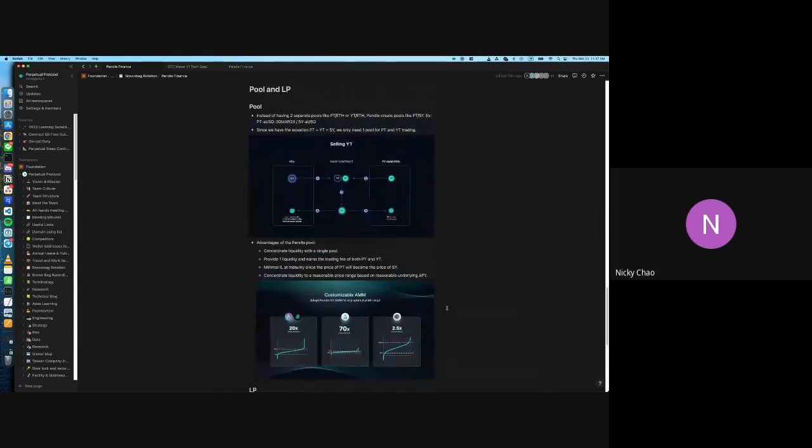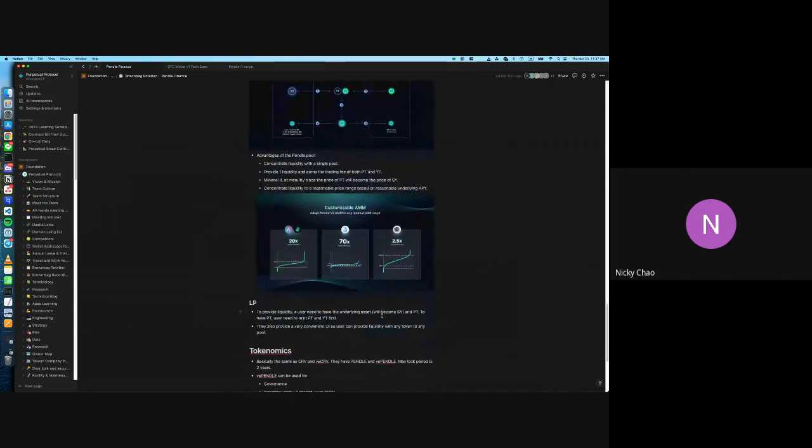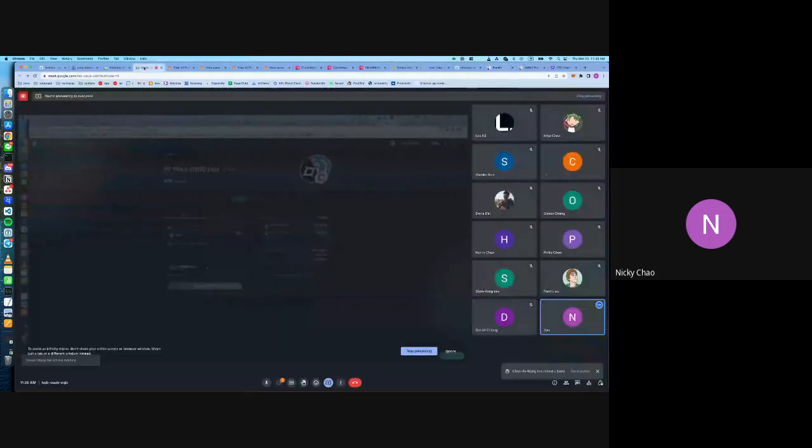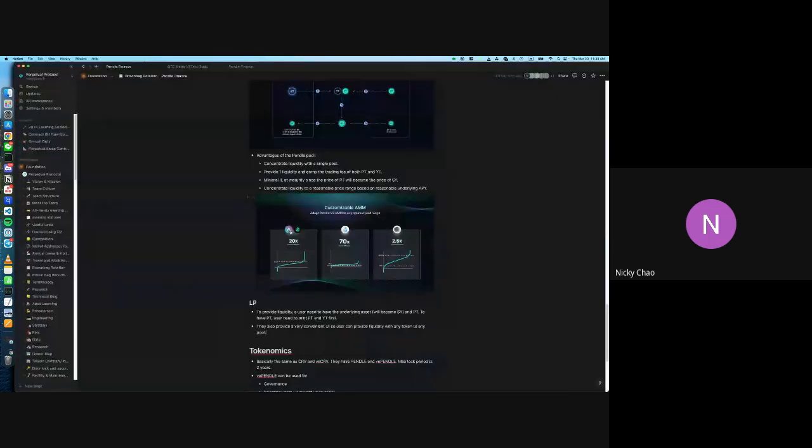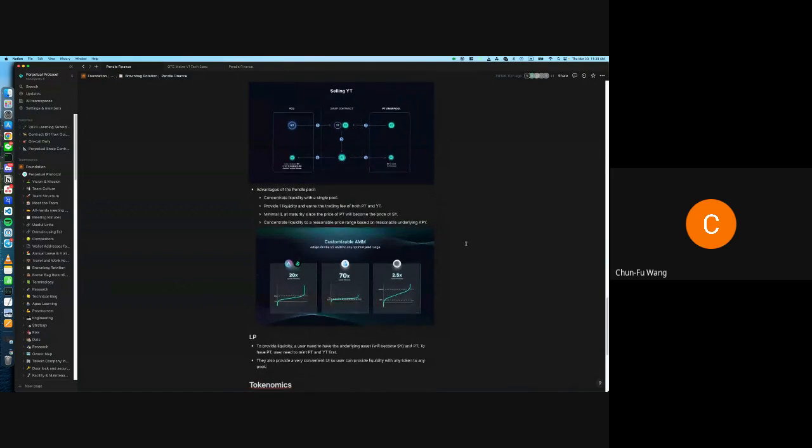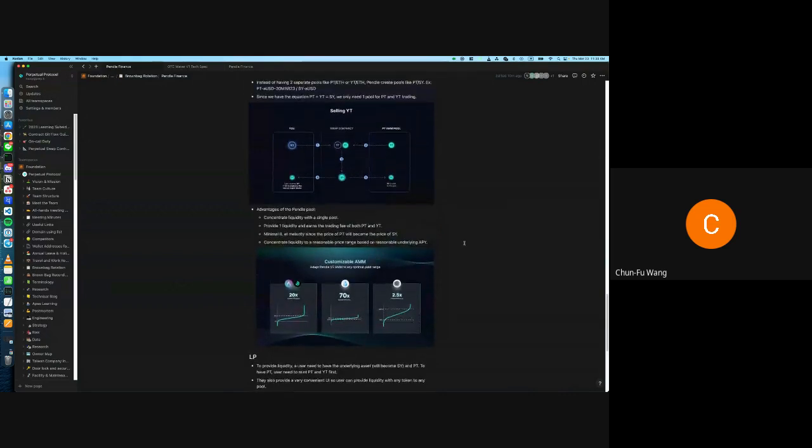Okay. Is there any question about their pool design and also the LP liquidity providing? D2, please. So can I understand it as the risk of being the liquidity provider in this pool is that in the worst case, you might lose all your potential yield, but you will still keep the principal? Yes, I think you can say that.